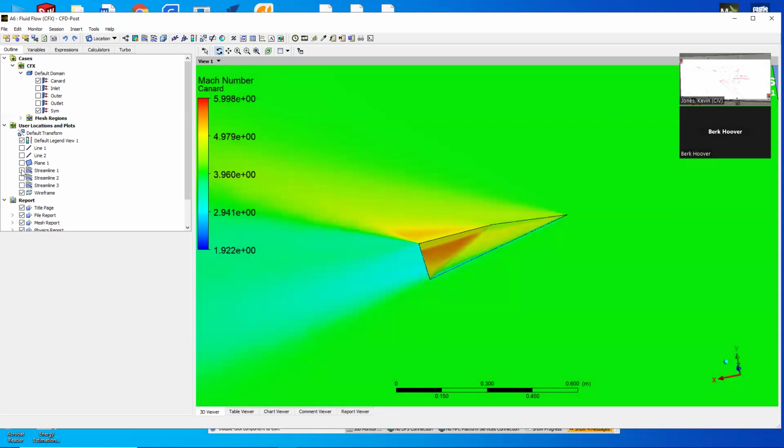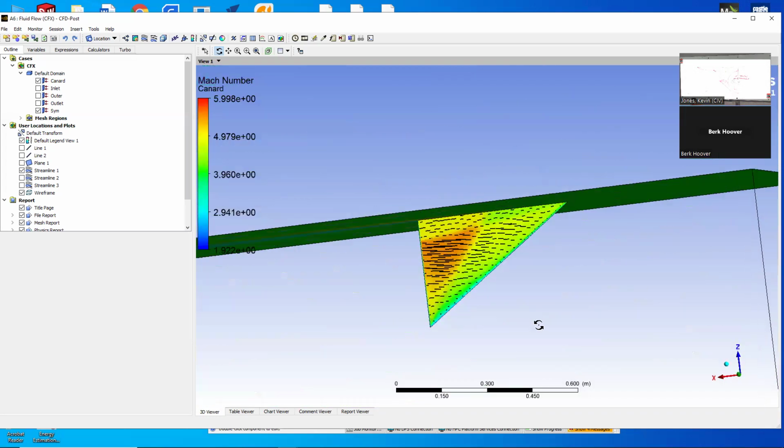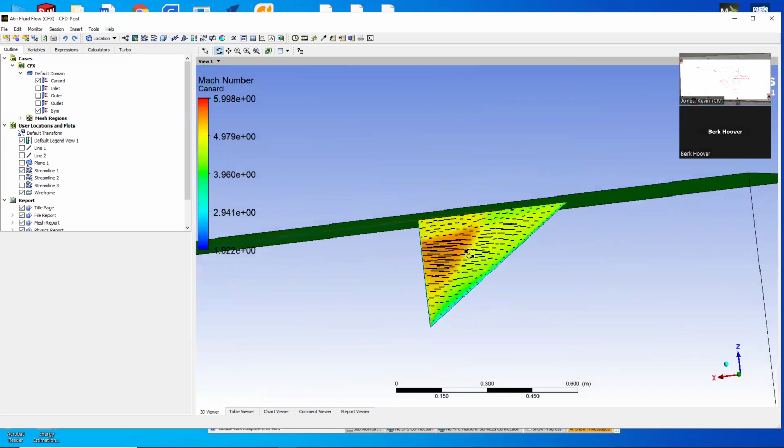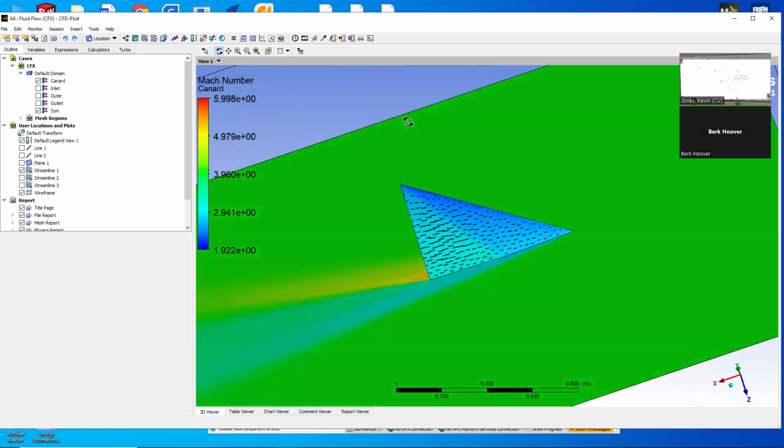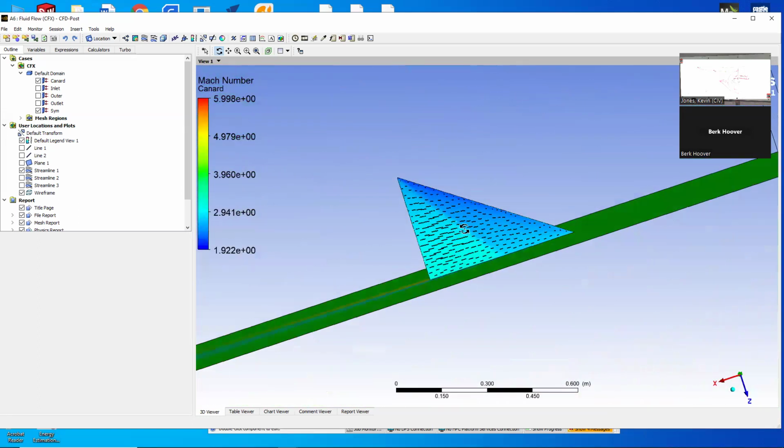If we add some streamlines, so here's surface streamlines. Now, if you remember in the subsonic case, everything was washing out to the tip. But in the supersonic case, it's the opposite. It's actually getting shoved toward the inside. And then on the bottom, we get a little bit of drift toward the outside.